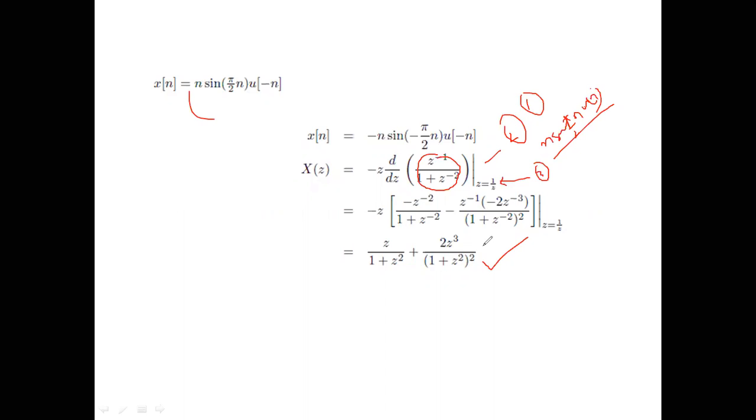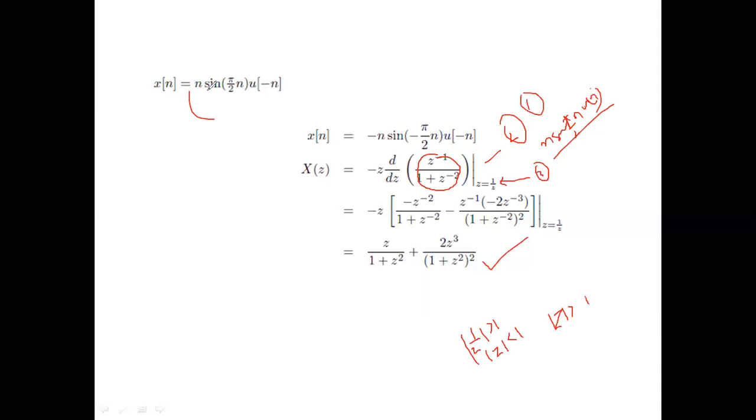Fine. What happened to the ROC, by the way? What was the ROC earlier? The ROC earlier was magnitude z greater than 1. Now z is replaced by 1 by z, so 1 by z greater than 1. So magnitude z smaller than 1 is the new ROC.